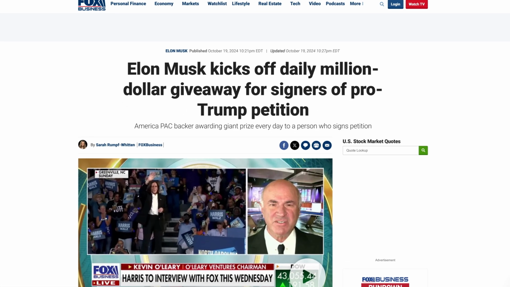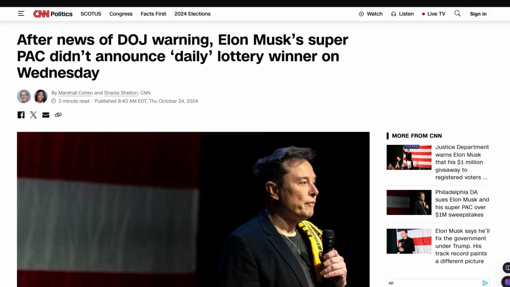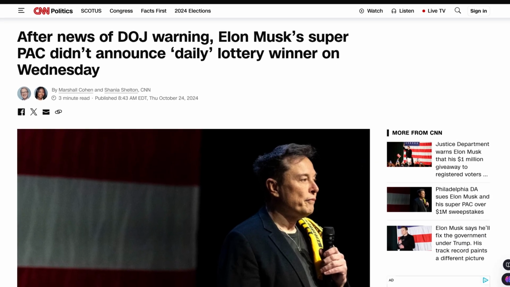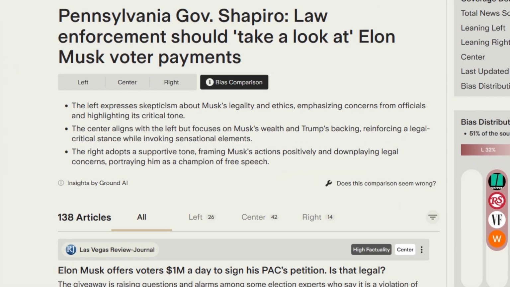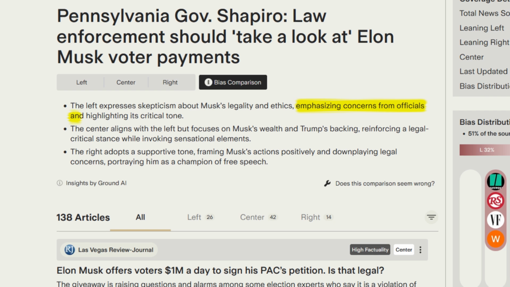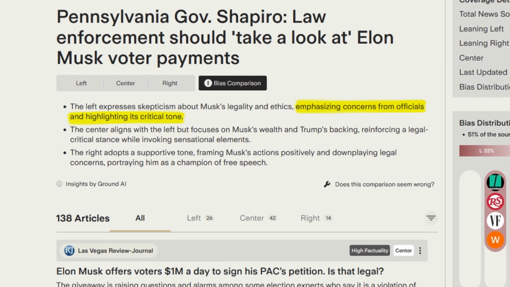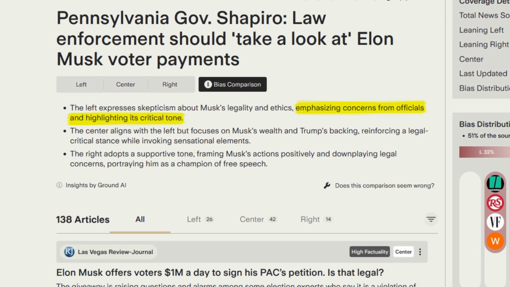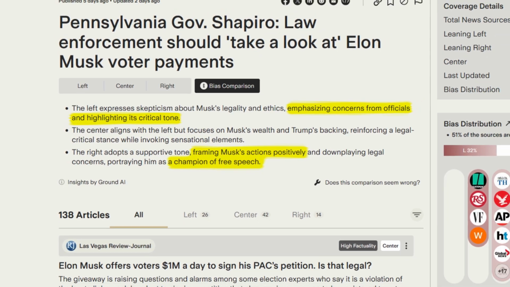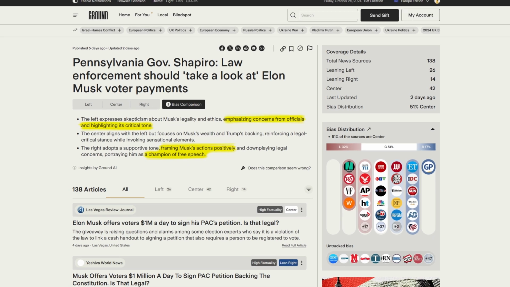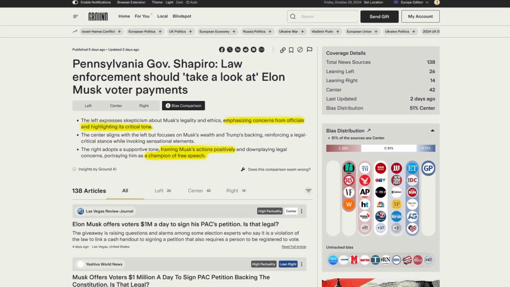The interesting thing is that depending on whether you look at the news from the right, center, or left, you'll get different stories. The left tends to label Musk's action as vote buying and looks at the implications of financial incentives in politics, while the right is more neutral and talks about the promotional aspect of Musk's campaign and how he's a spokesperson. It's hard to get a balanced view of these actions when different sides of the media present the story through their own political lens.